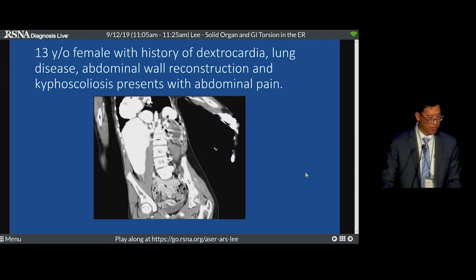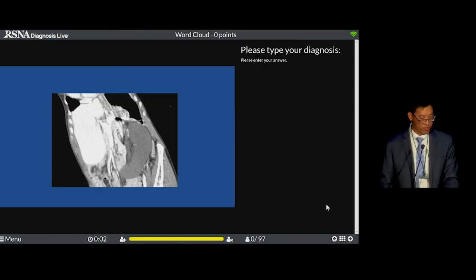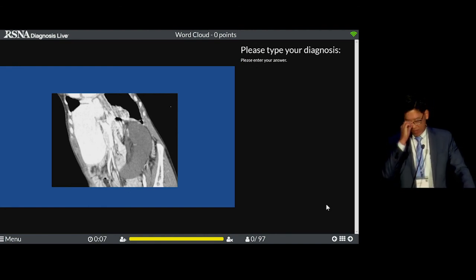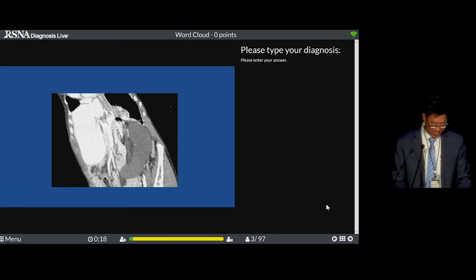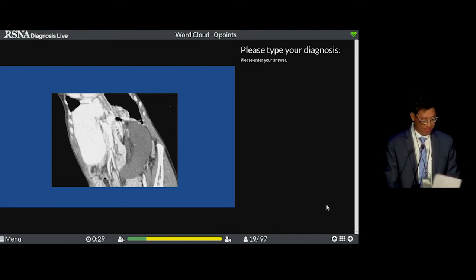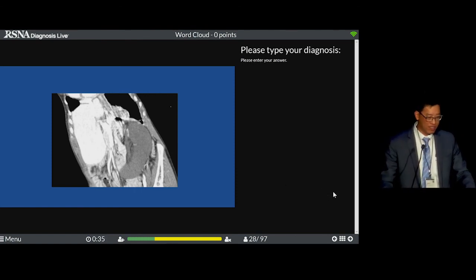Okay, we'll just move on to the diagnosis live question, which is a word cloud. So just type your diagnosis in. Remember, you are logged in, so the offenses can be traced back to you. Okay, I think that's good for the word cloud.